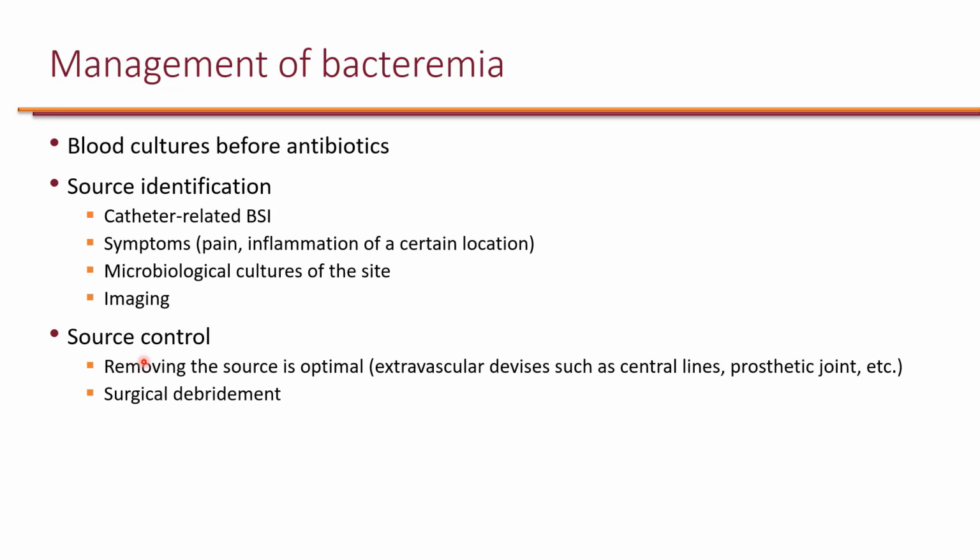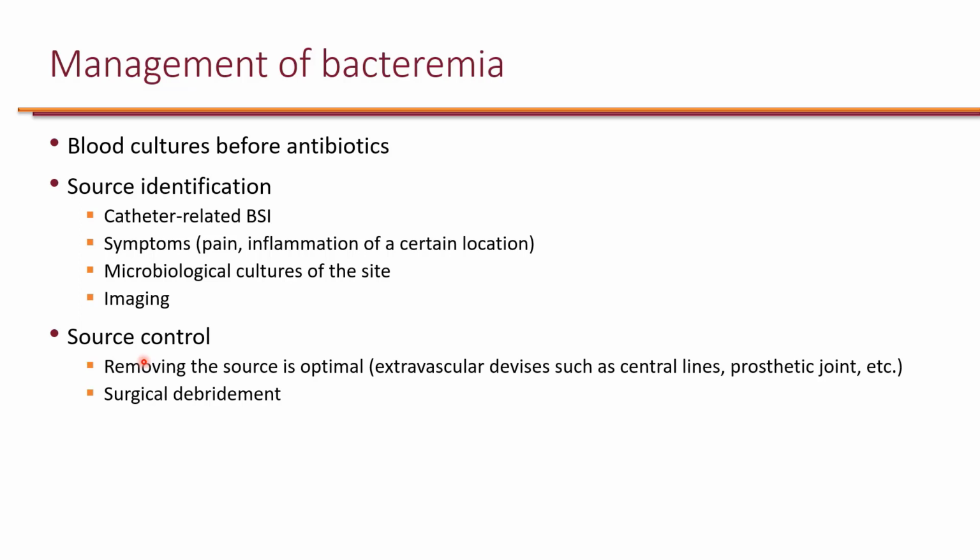Now, it is important to get blood cultures before antibiotics are started if possible, in order to increase the yield of the blood cultures. It is important to have source identification, for example, for catheter-related bloodstream infections. Symptoms are always helpful to identify the source of the bacteremia. For example, pain, depending on what region of the body the pain is coming from, can be a clue to where the bacteria found their way into the blood.